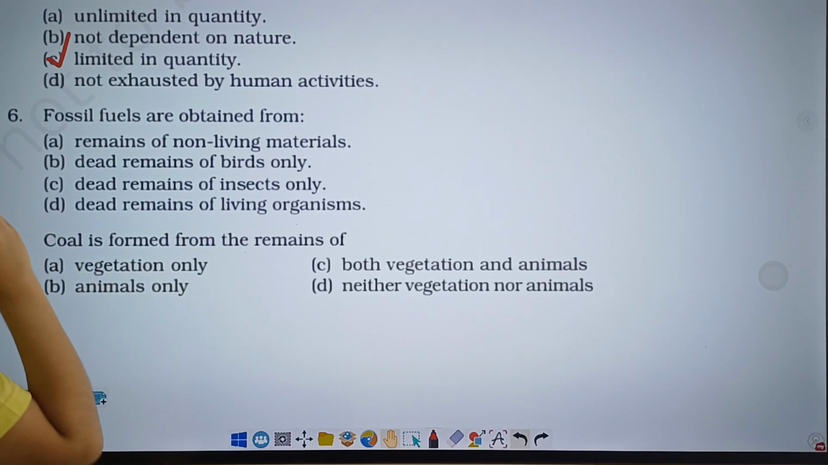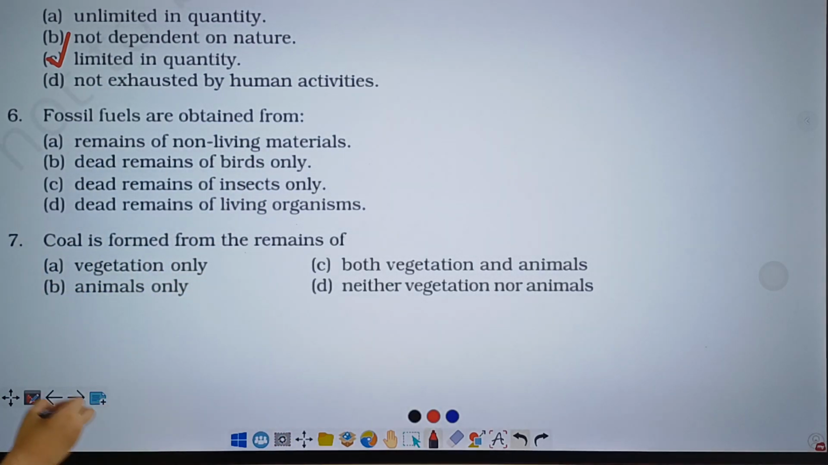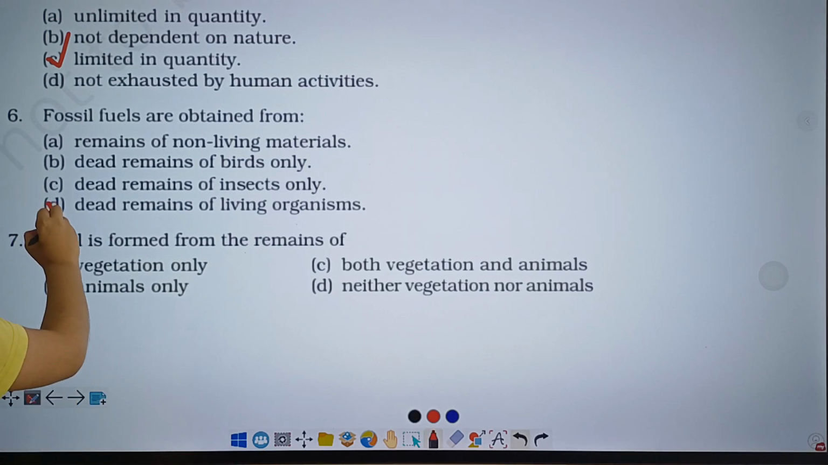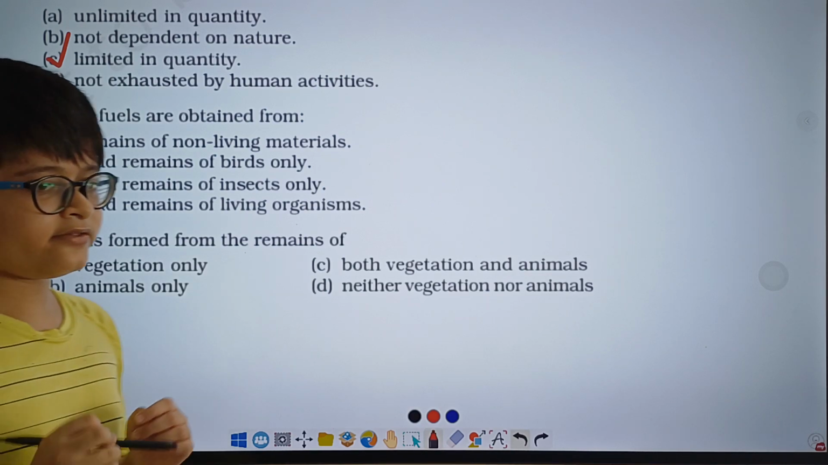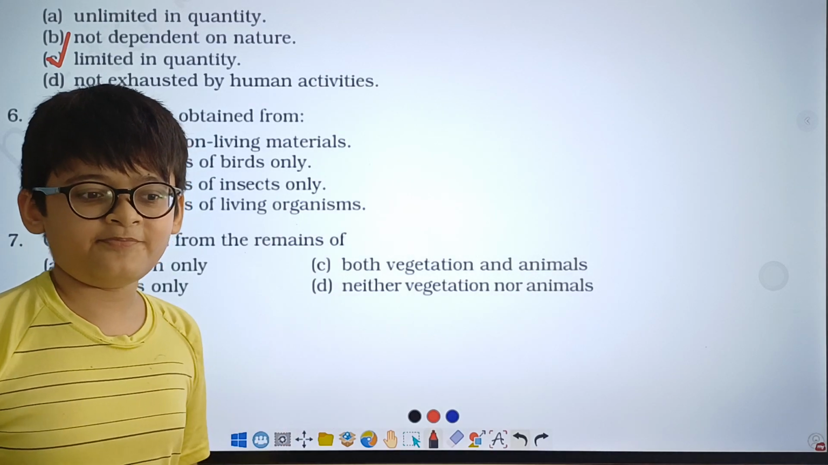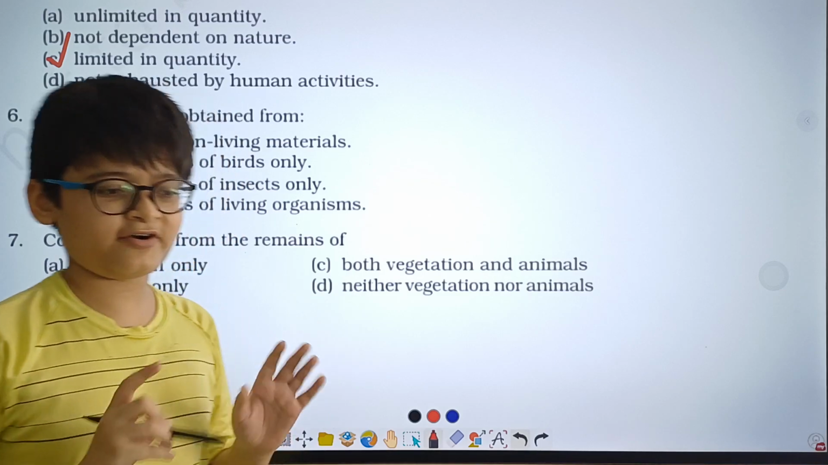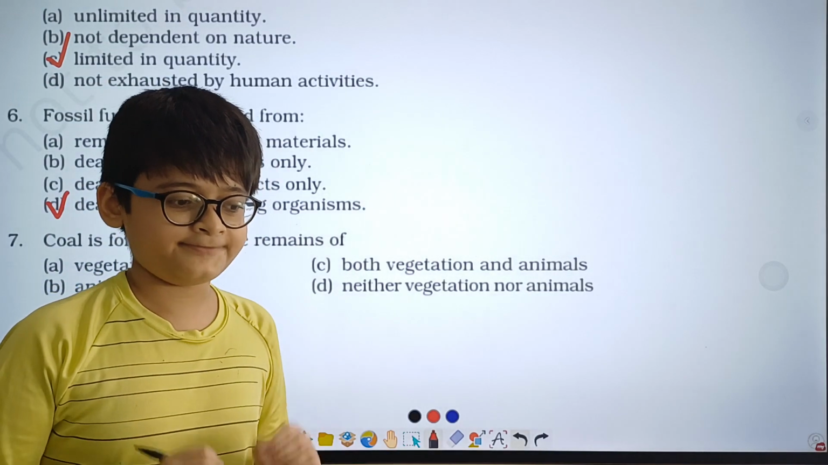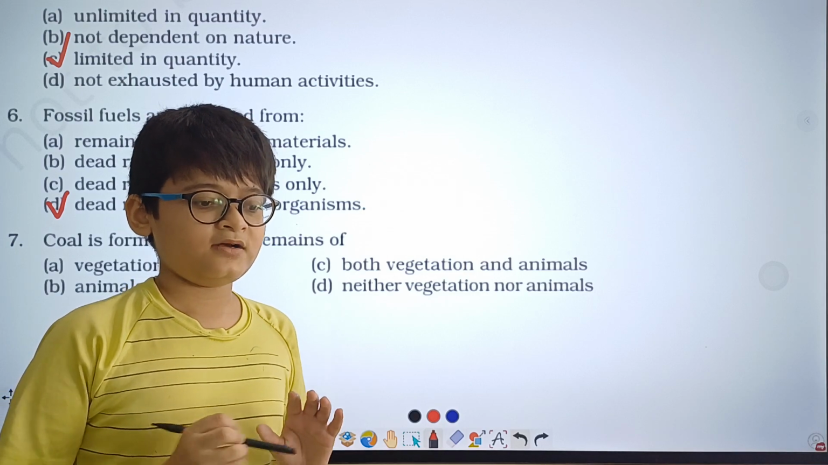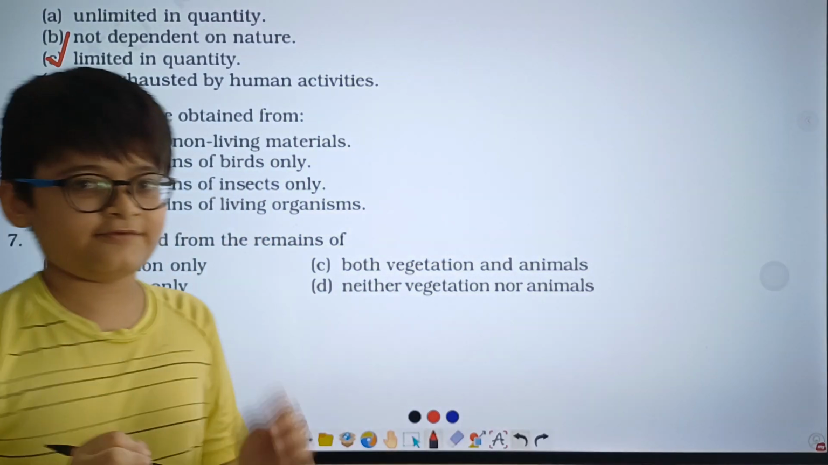Moving on to question 6. Fossil fuels are obtained from, and here are once again our options. The correct answer will be dead remains of living organisms. Now, you may wonder, why is it not option A, remains of non-living materials? Because remains of non-living materials suggest that those materials were already not alive, such as inanimate objects like rocks, the soil, rocks and other such materials that do not live.